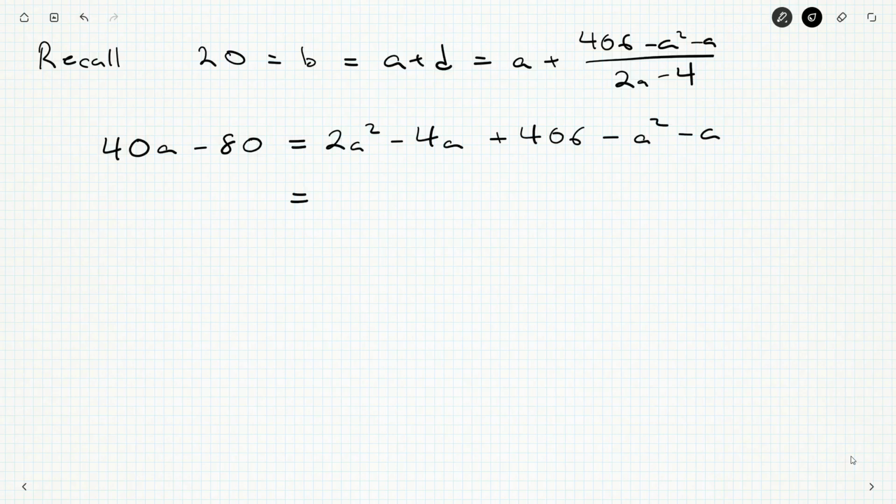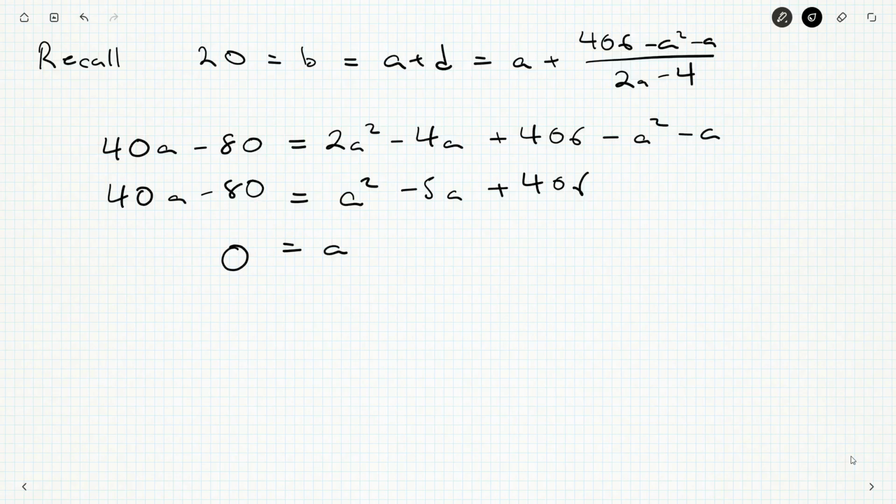2A squared minus A squared is A squared. Minus 4A minus A is minus 5A. Plus the 406 stays here. 40A here, we'll bring that over to a 45A in a moment. So we got A squared minus 45A, plus the 80 comes over and it's 486.